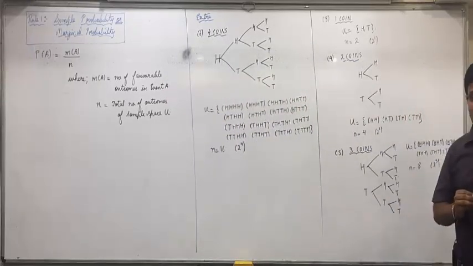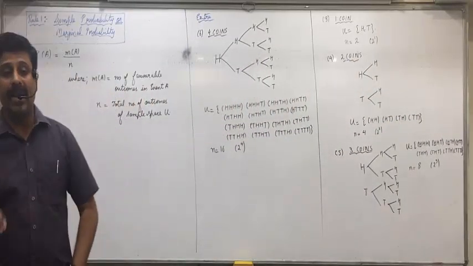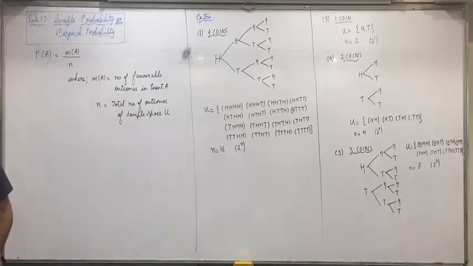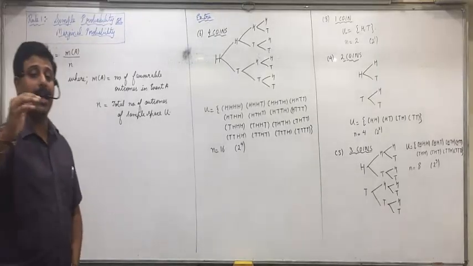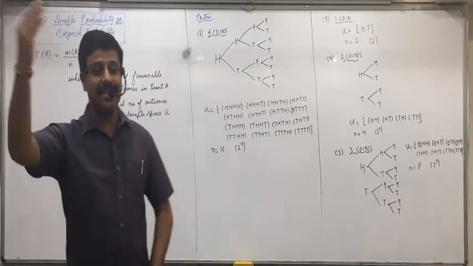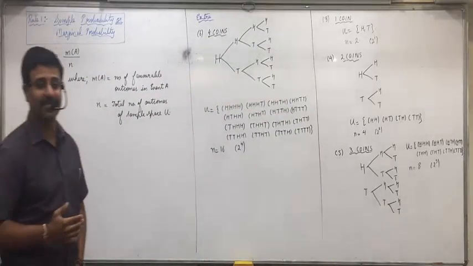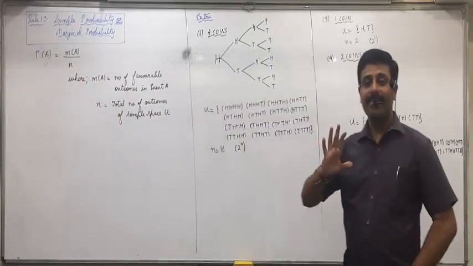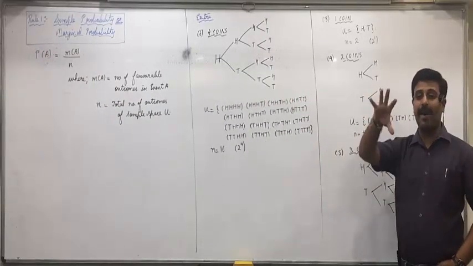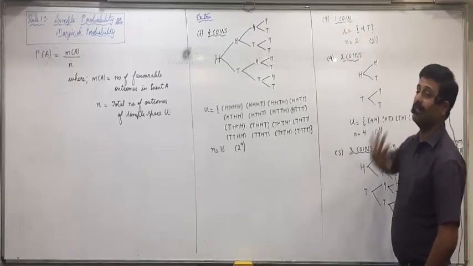Whenever you have a question on selection of children, or a family with 1 child, 2 children, 3 children, 4 children, etc., you will do it exactly the same way. Repeat, children are like coins. Boys are like heads. Girls are like tails. Means, if you have a family selected with 1 child, your sample space will be B, G.